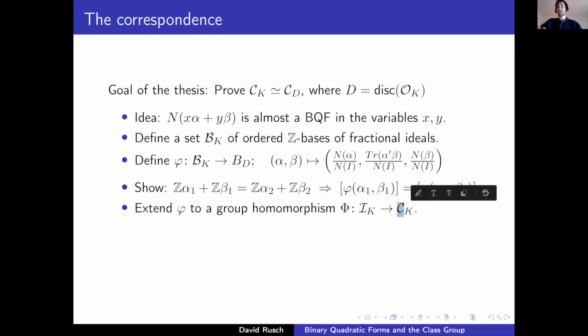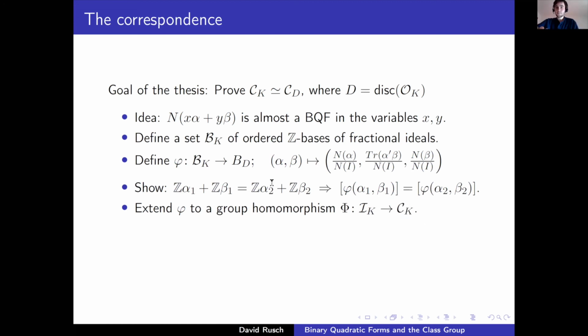Oh, this is a mistake. It should be CD, not CK. I'm sorry. So this goes to the class group of binary quadratic forms. So it should be a CD here. Terribly sorry for that. I will change that later.